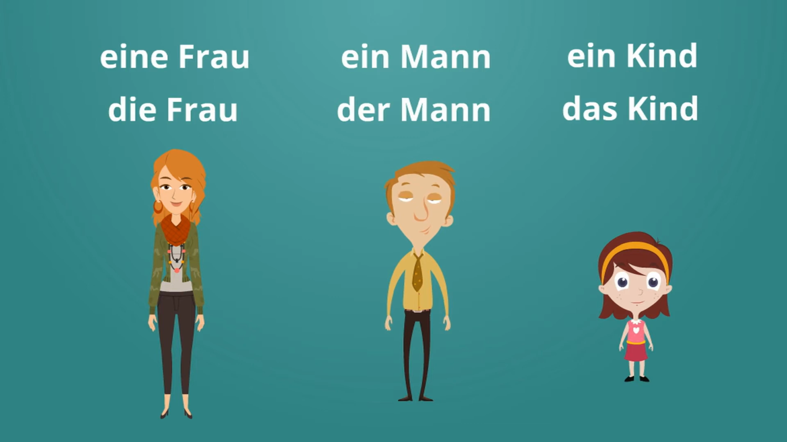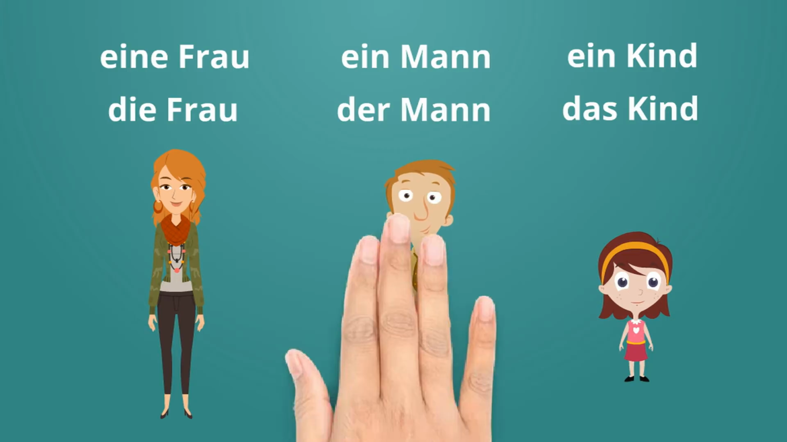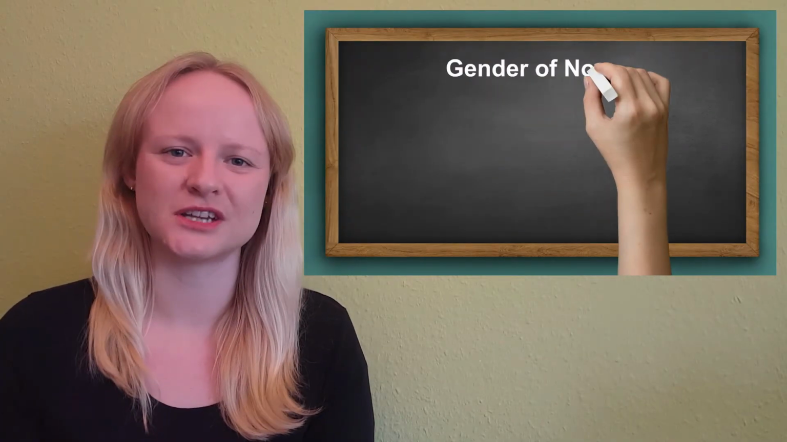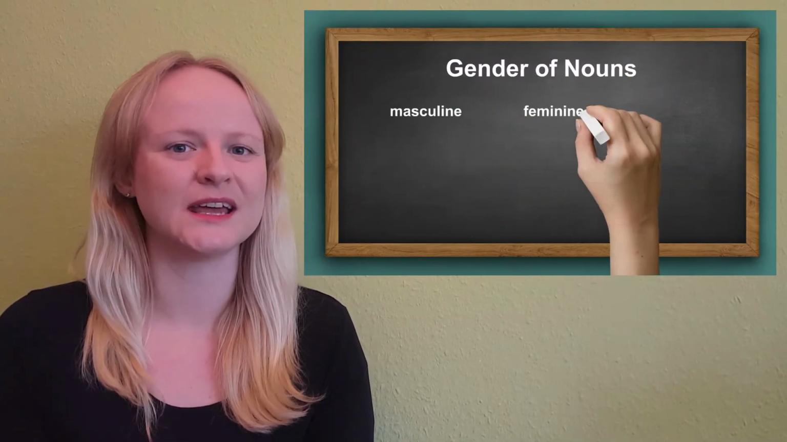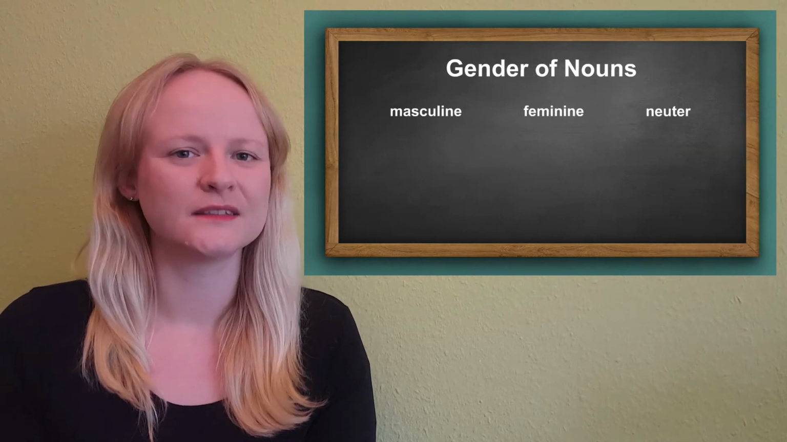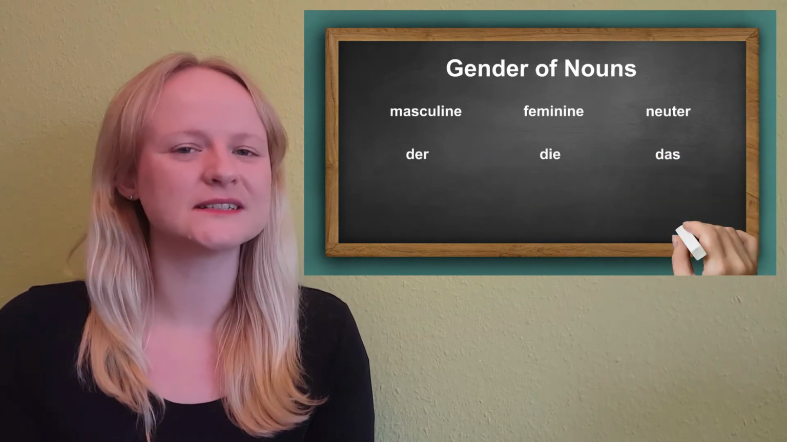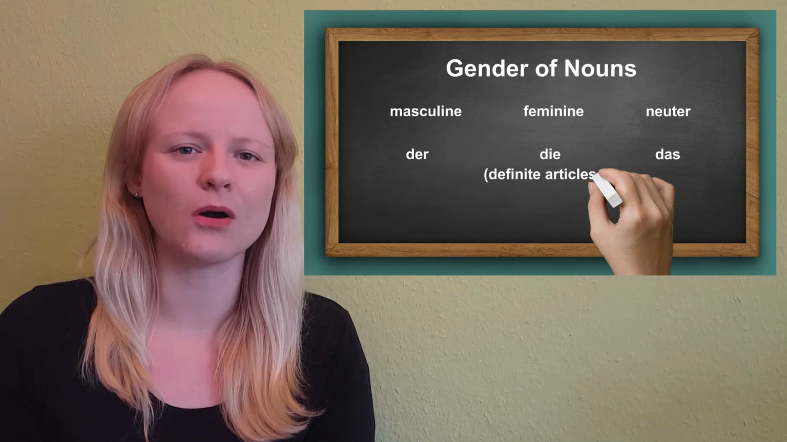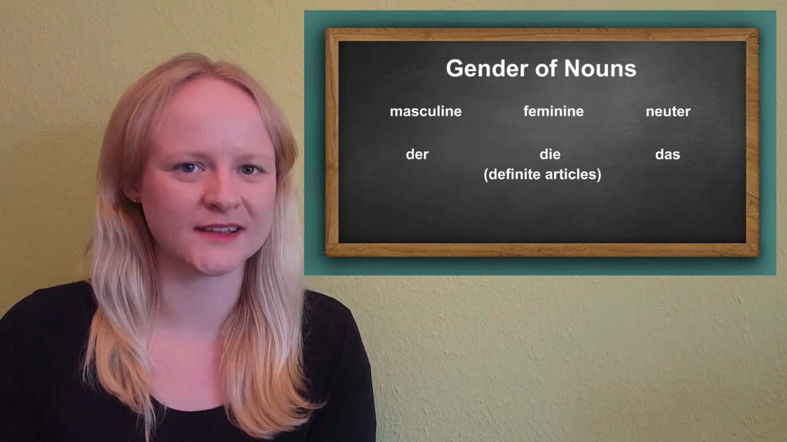A grammatical phenomenon called declensions is going to entirely depend on the gender of a noun for it to be applied correctly. So, to repeat the most important learnings of this, the German language differentiates between masculine, feminine and neuter nouns. Their corresponding definite articles, der, die and das, will always tell you what gender a noun has.